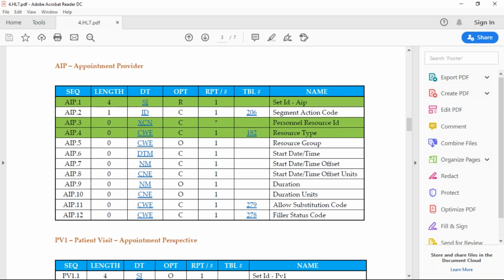Now let us discuss a couple of scenarios that we usually encounter in the real-time world. Appointments can be created on anything, not just for the provider. Appointments can be scheduled for anything within the hospital.